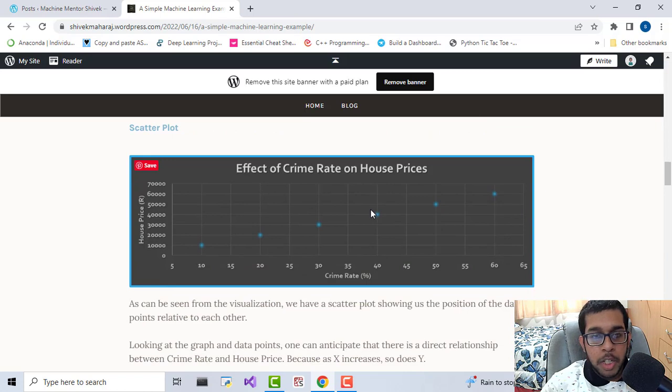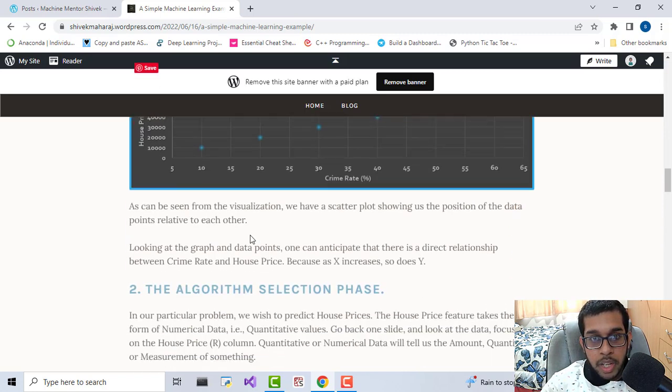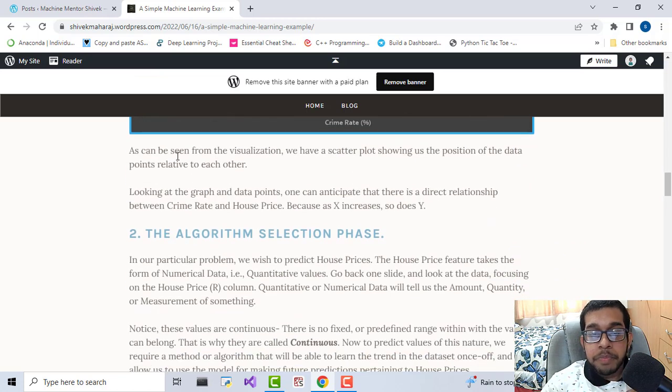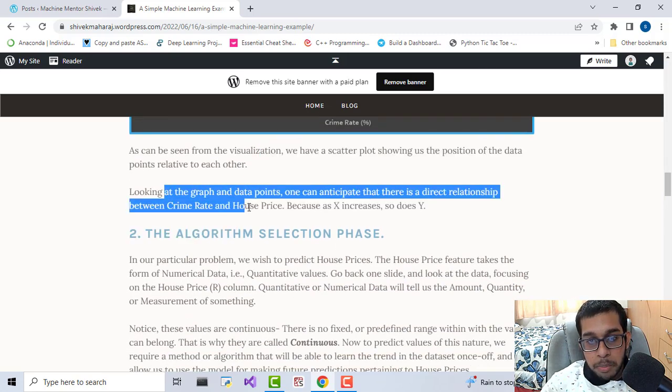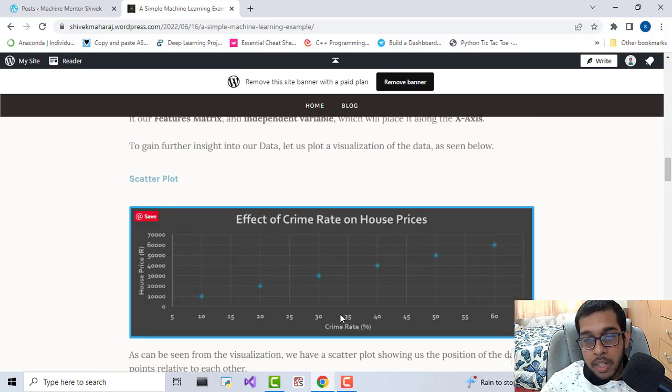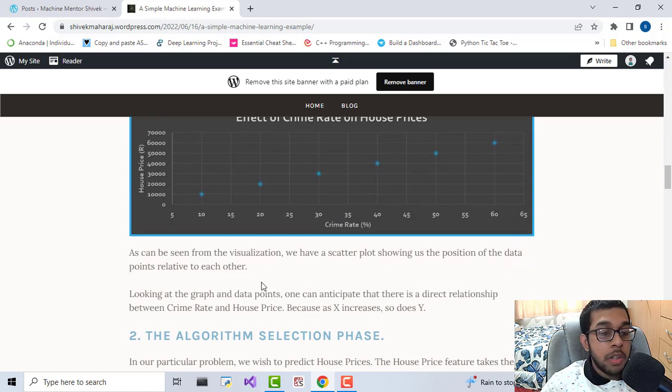And look at this image, guys. We see a scatter plot here, the effect of crime rate on house prices. Crime rate is measured in percentage, and house price is in rands. Rands is the currency used in South Africa, if you did not know that. As we can see from the visualization, the scatter plot shows us the position of the data points relative to each other. Looking at the graph, one can anticipate that there is a direct relationship between crime rate and house price. We know this because as x increases, so does y.